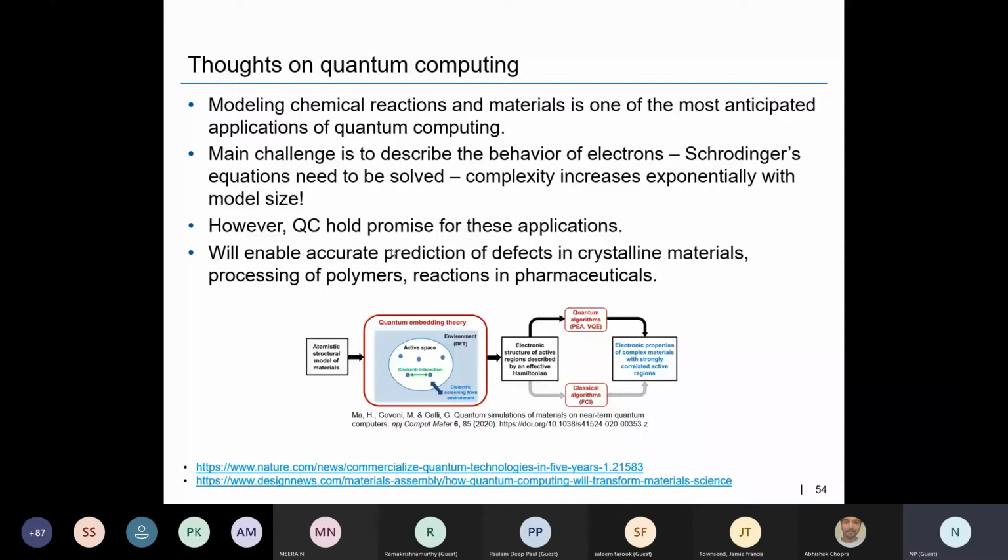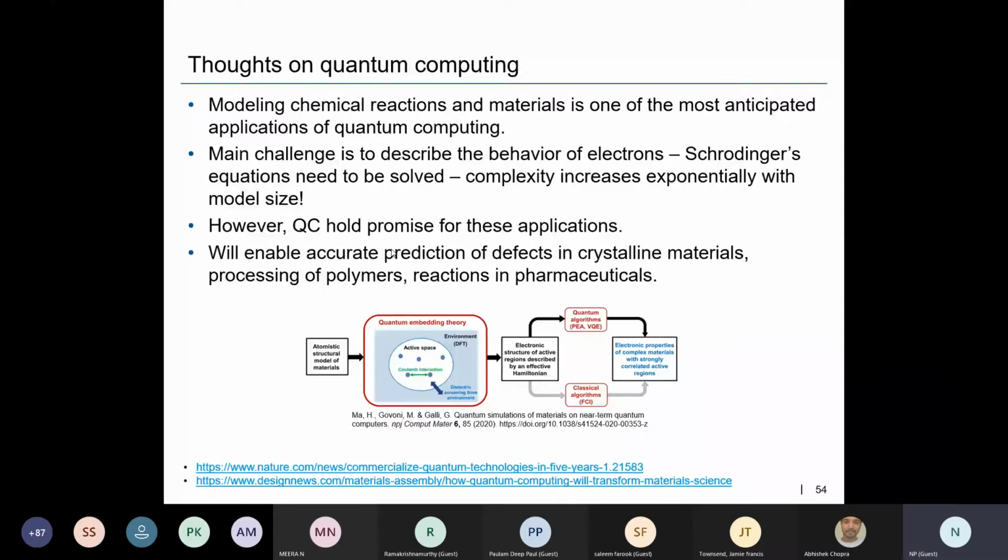They're first principles methods. They're about solving Schrodinger's equations and solving for electron densities. But the complexity of solving these increases exponentially with model size. Right now, I think we can do just a couple of electrons or something like that, and it's very hard to go higher because of computational difficulties. So apparently, quantum computing holds a lot of promise for these applications. So this will hopefully enable accurate prediction of defects in crystalline materials, processing of polymers, and modeling reactions in pharmaceuticals.